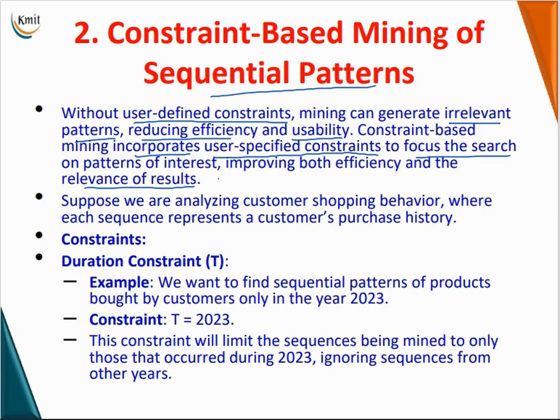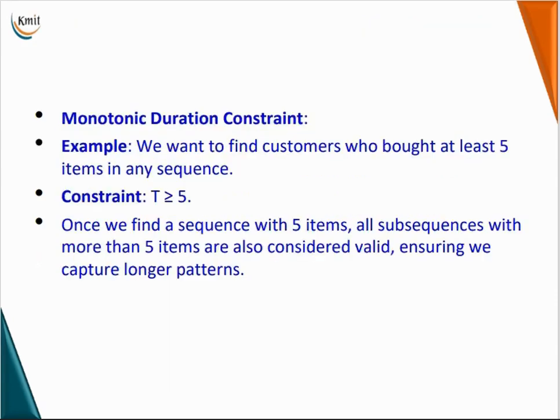Suppose we are analyzing customer shopping behavior where each sequence represents a customer's purchase history. We can use constraints like duration constraints. We want to find the sequential patterns of the products bought by the customer only in the year 2023. So this is the constraint here, 2023. This constraint will limit the sequences being mined to only those occurring during 2023, ignoring the sequences from other years.